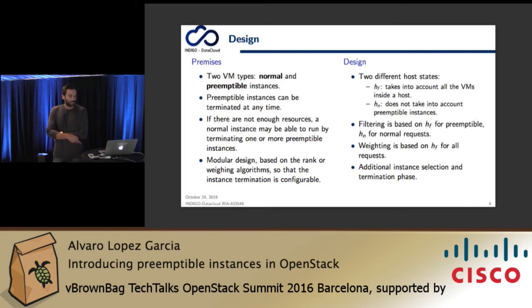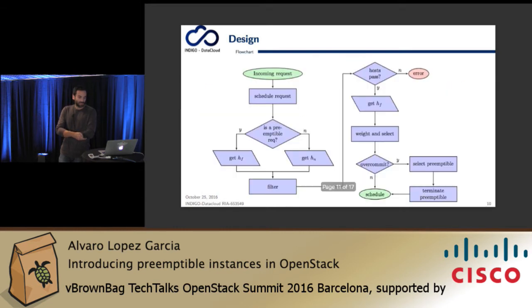This will ensure that a normal request will always get scheduled in spite of the resources being used by the preemptible instances. Then the weighting for all the requests is based on the full host state, and then we introduce an additional instance selection and termination phase to select the preemptible instances that need to be terminated to give room for the normal ones.